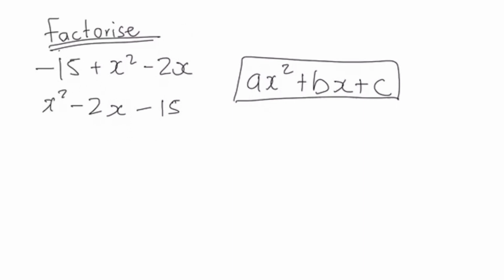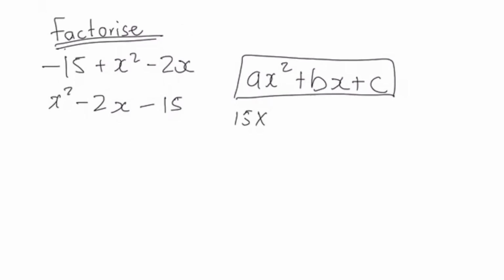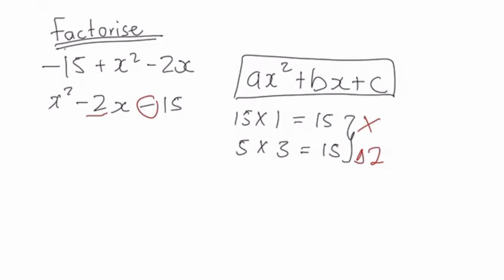Factors of 15 are 15 times 1, which gives you 15, and 5 times 3, which also gives you 15. But from these, choose the one that, when you subtract, you get 2. 15 minus 1 is not giving us 2, we don't want that one. But we want 5 minus 3 to give us 2. The difference there is 2. So if the difference between 5 and 3 is 2, we are looking for those ones.